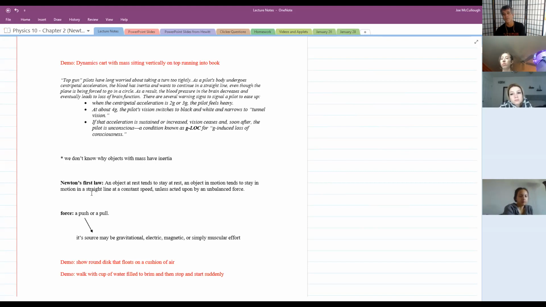If you take a turn fast enough, you can actually undergo what's called G-lock, which stands for gravitationally induced loss of consciousness. And fighter pilots actually have to train for this. So if you take a turn fast enough, you can have the blood, since it has a tendency to keep moving in a straight line at a constant speed, actually drain from your head. So let me show you a couple videos which are pretty cool. Let me share.